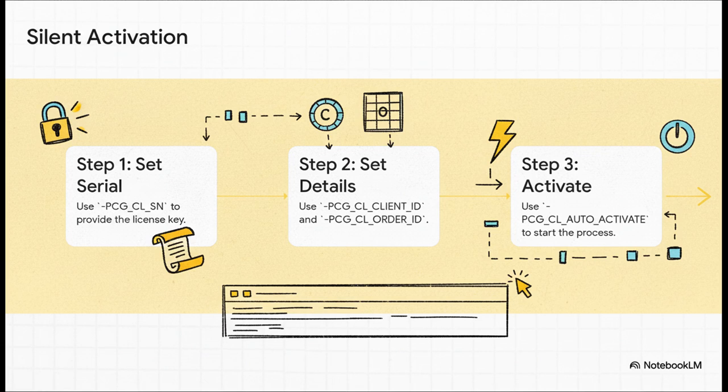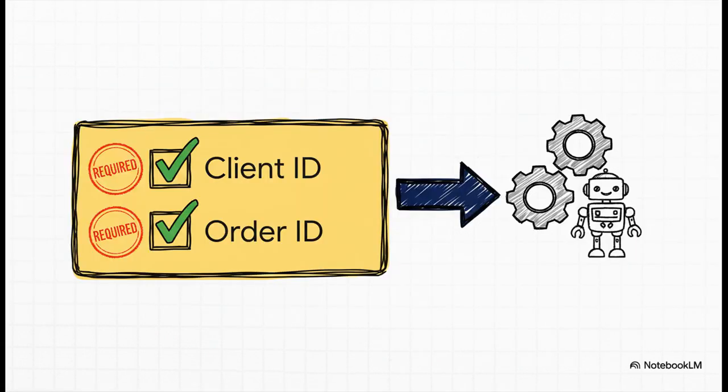Step 1. You provide the serial number with -pcg_cl_sn. Now, if you're using standard licensing, you'll also need to provide the client and order IDs. And then for the final step, you just add the -pcg_cl_auto_activate command to trigger the whole silent process. And this is a point worth repeating. For that ACN standard licensing model, you must provide both the client ID and the order ID. It's not optional for automation. If you don't include both of those from the command line, the silent activation is just not going to work.